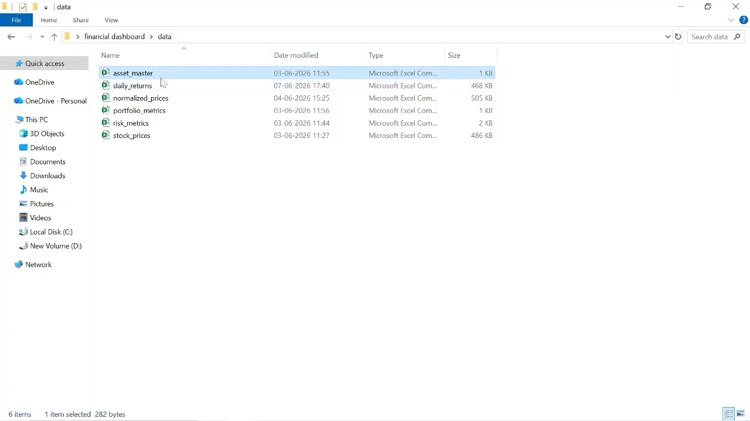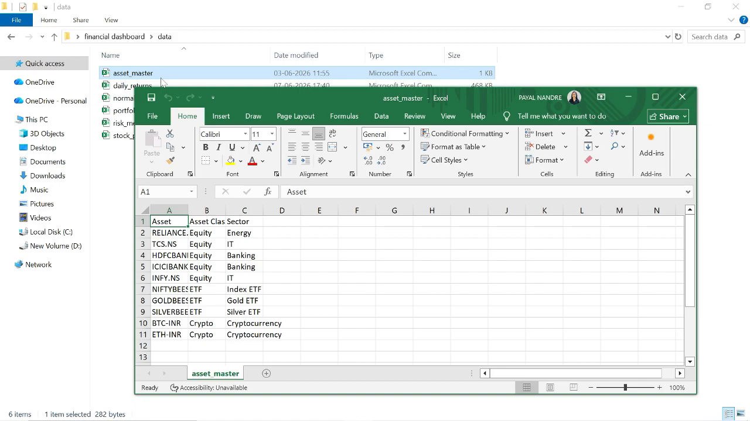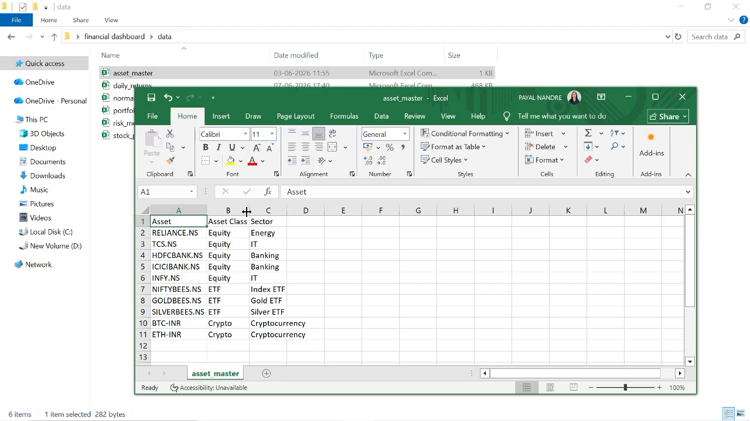First, let's open the asset master. As we can see, all the 10 listed assets which I have used in the project are over here, and along with them their asset class and the sector is also mentioned. The first 5 are the stocks from the Indian market, which are under the equity class, and there are different sectors for each of them. Then the next 3 are the ETFs, which have the asset class as ETF, and the sector is also different, like the index ETF, then the gold and the silver ETF. And the last 2 are Bitcoin and Ethereum, which are the cryptocurrencies.